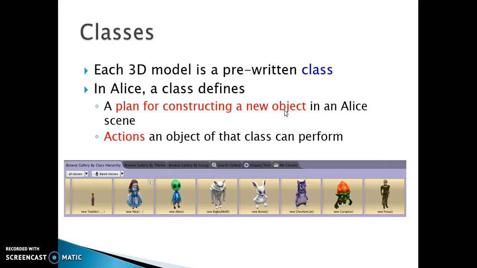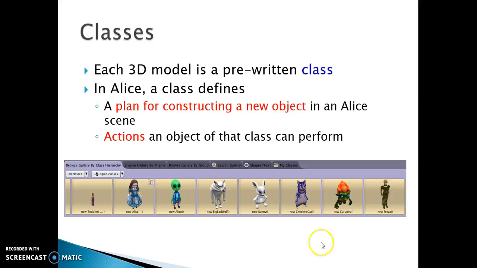So every 3D model, the things that you're going to put into your scene, is part of a class. And these classes have already been designed for you, which is really nice. And what a class does is it defines a plan for constructing a new object and the actions that that object can perform. And that's going to be really important because they can't all do the same things.